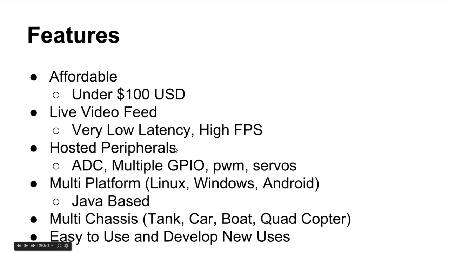It features affordable hardware, less than $100 US. It has a very low latency video feed with high frames per second. We host peripherals in the unit such as the analog to digital conversion. There's 6 of them. Multiple GPIO, about 10 different GPIO lines that you can control. Pulse width modulation for really high resolution control of motors, and we also have modules dedicated to just controlling servos for easy control of servos.